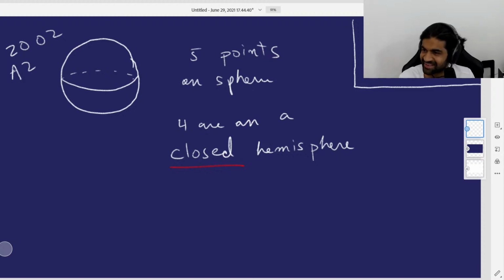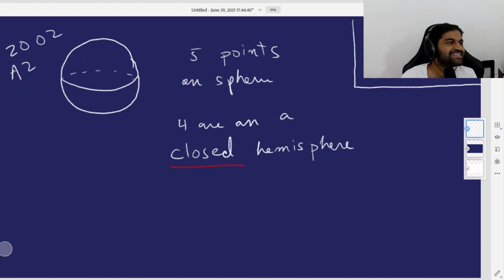Okay, here goes nothing. If there are no further questions about this one: there are 5 points on a sphere, and you want to show that 4 are on a closed hemisphere. Here's how you do it. There are 5 points somewhere on the sphere. What you want to do is take any 2 of them. It's because you can pick any 2 points to be on the equator.